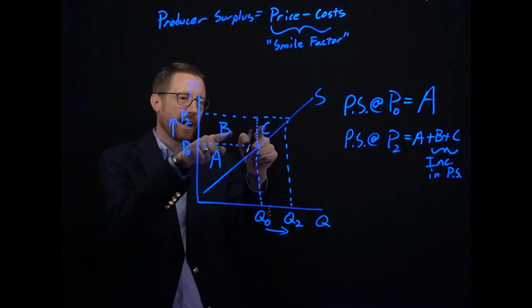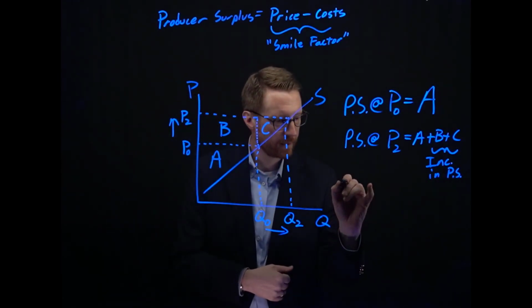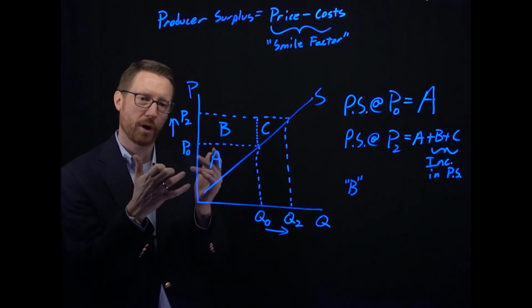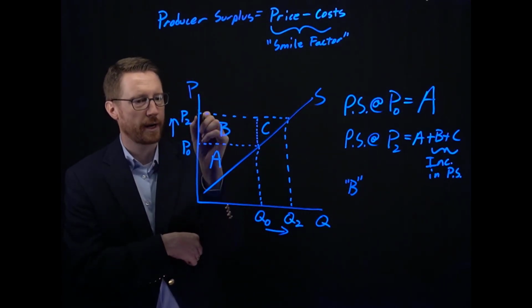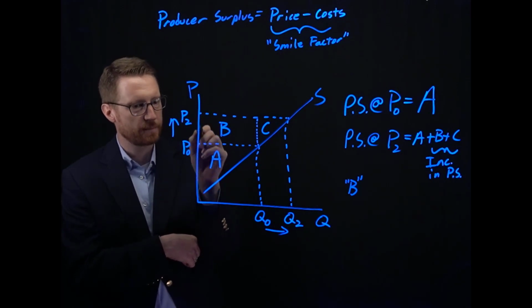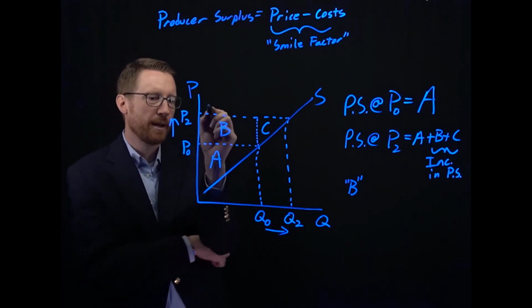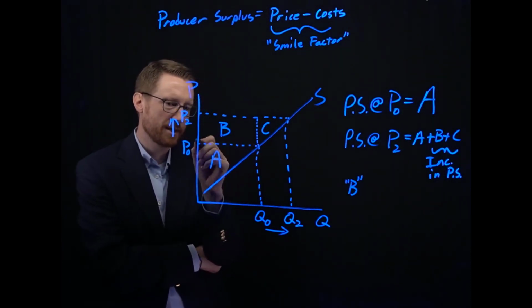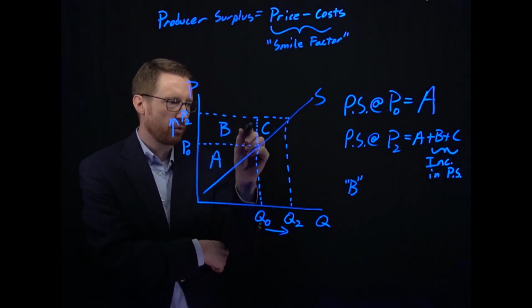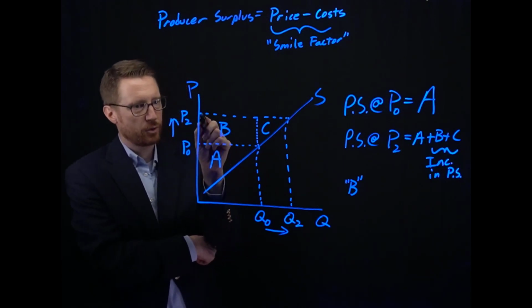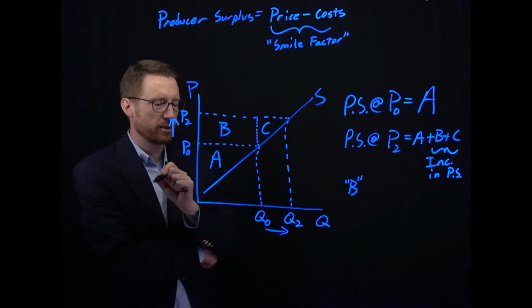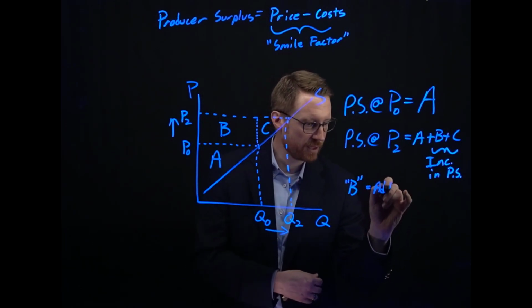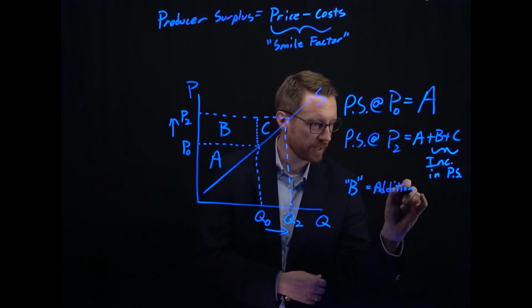So what are areas B and C? If we think about area B first, what is it? Well, it's the increase in price, this vertical distance between P naught and P2. And how wide is it? What's our horizontal distance? Oh, that's the original quantity. So this is the increase in price on the original quantity.